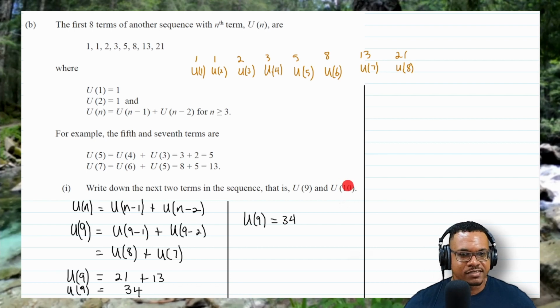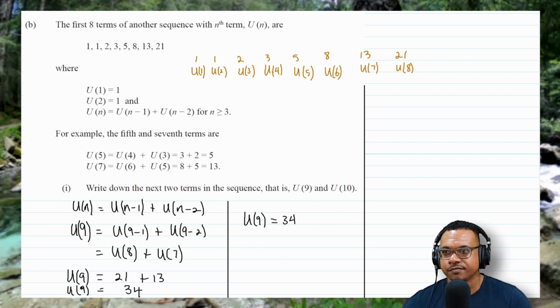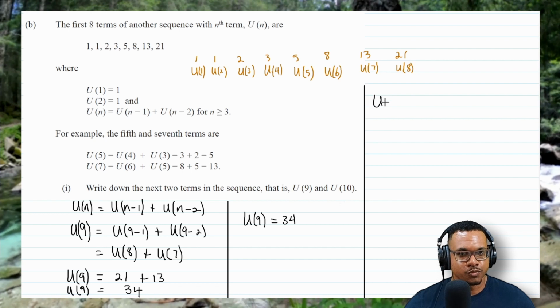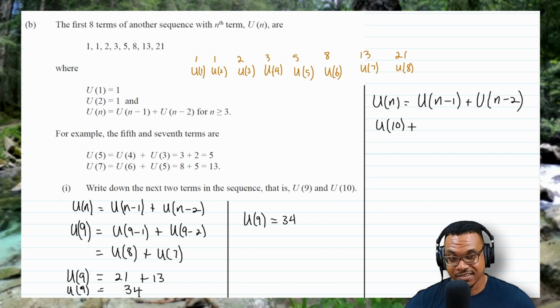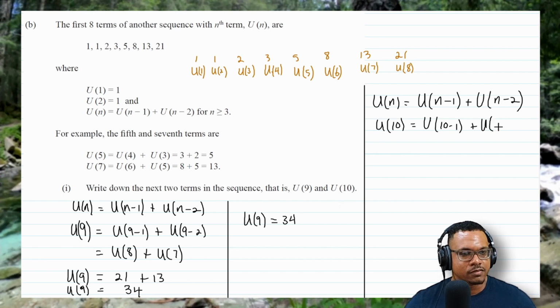Now we're going to find our 10th term, U10. So let's go and write the formula first. So Un is equal to Un take away 1 plus Un take away 2. So now U10, the 10th term, that'll be U10 take away 1, which is 9, and then for Un take away 2, 10 take away 2, which is 8.